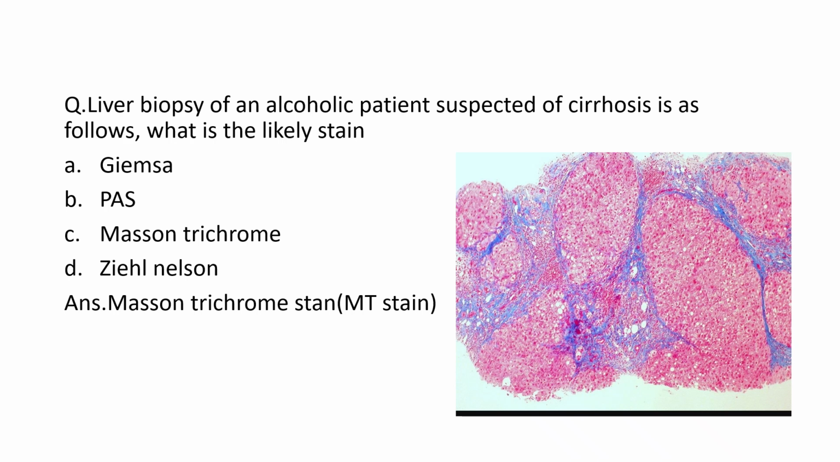Now the remaining one is Masson's trichrome stain. Masson's trichrome gives three colors. It is used to stain collagen fibers. As we can see in this picture, there is fibrosis, and blue collagen fibers are stained. Masson's trichrome stain gives three colors: collagen is stained blue, cells are red, and nuclei are dark blue purple. So this is Masson's trichrome stain, which is used to stain collagen fibers.